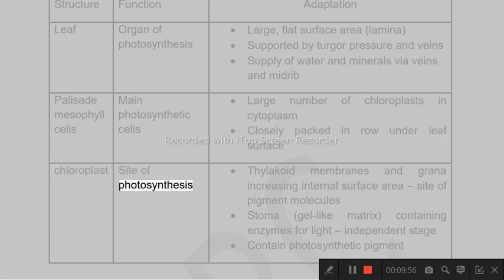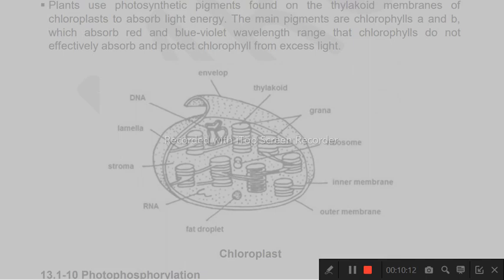Chloroplast, site of photosynthesis: thylakoid membranes and grana increasing internal surface area, site of pigment molecules. Stroma: gel-like matrix containing enzymes for the light-independent stage. Contain photosynthetic pigment. Plants use photosynthetic pigments found in chloroplasts to absorb light energy. The main pigments are chlorophylls a and b, which absorb red and blue-violet wavelengths. Carotenoids absorb wavelengths that chlorophylls do not effectively absorb and protect chlorophyll from excess light.